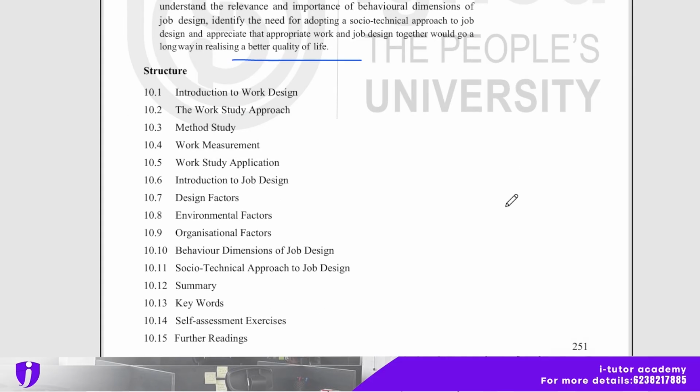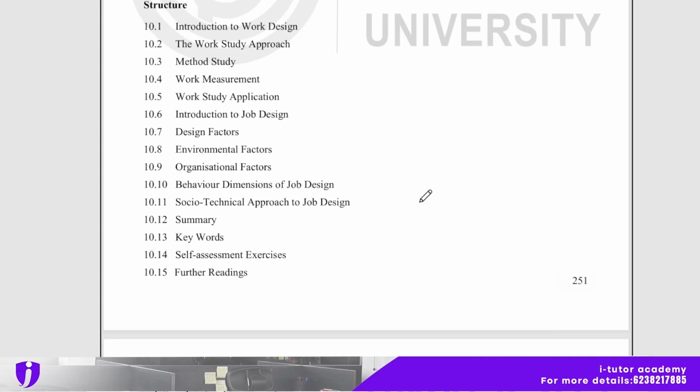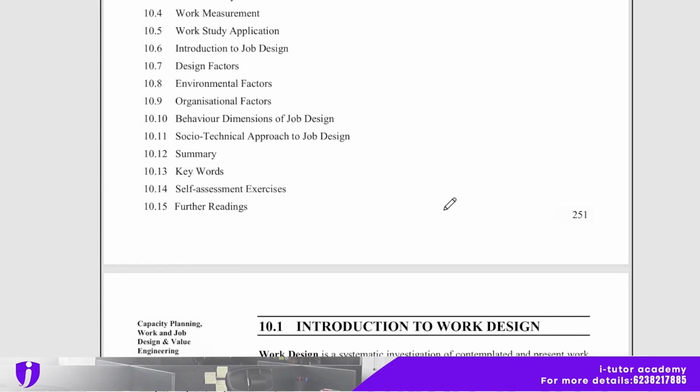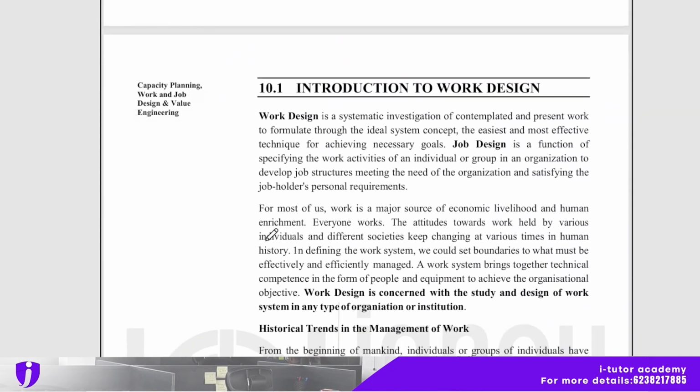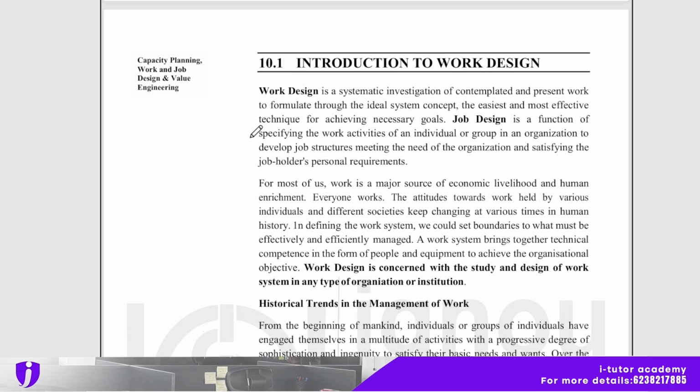better quality of life. One is introduction to work design, the work study approach, method study, work measurement, work study application, introduction to job design, design factors, environmental factors, organizational factors, and behavior dimension of job design, socio-technical approach to job design, and summary, keyword section, self-assessment exercise also in this chapter. So, first of all, there is an introduction to work design.